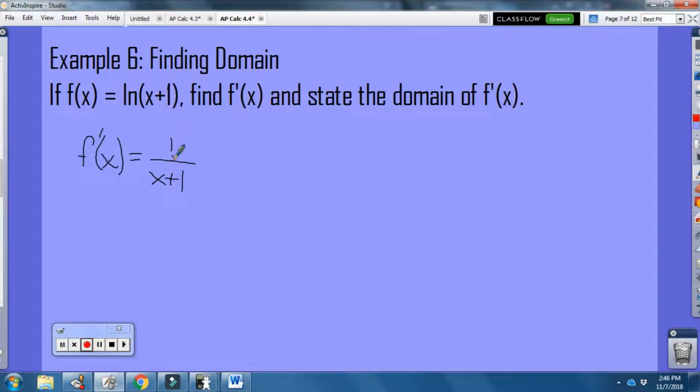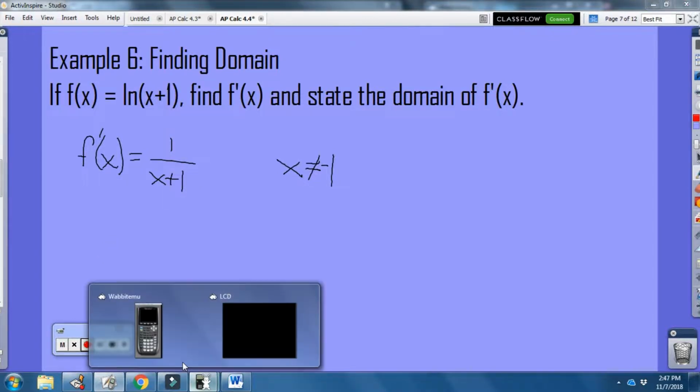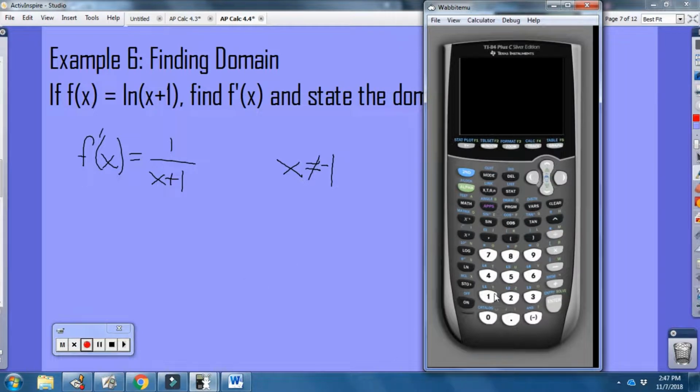Okay, so it did say find f prime, which we did. But it also says state the domain. Well, clearly we can see that x does not equal negative 1, because I can't divide by 0. Okay, but there are some other issues here. Even though the graph of 1 over x plus 1 only has a problem at x equals negative 1, let's take a look at it.